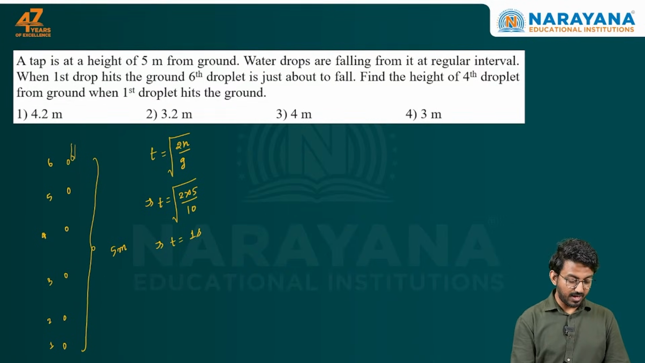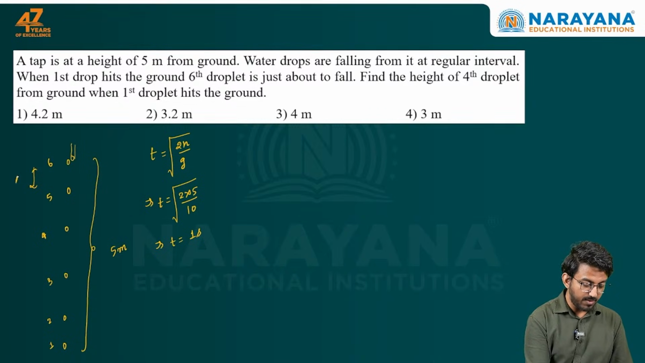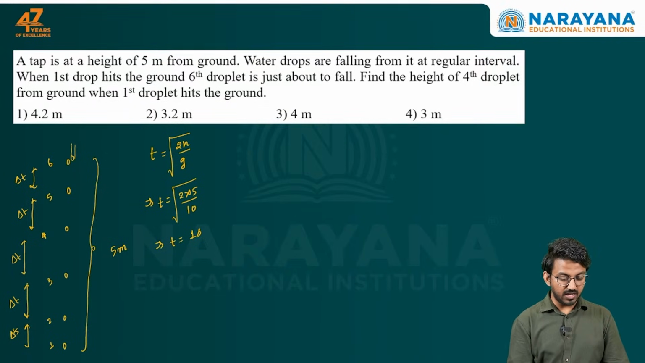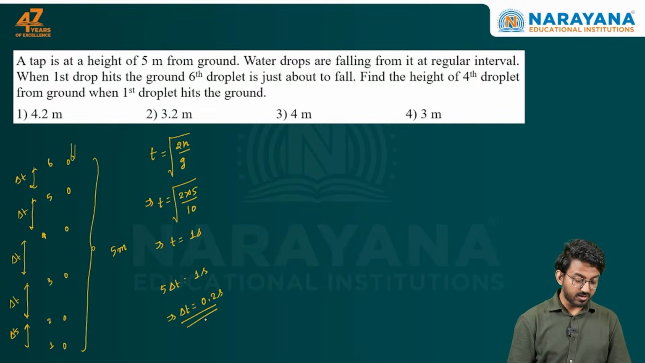So a total of 1 second the first drop has taken to fall down, and they are saying the droplets are coming at regular intervals, meaning that all of them have the same time duration. The time gap between them is equal, and we have a total of 5 delta t. So 5 delta t is equal to 1 second, giving us delta t is equal to 0.2 second. Now keep in mind here they are asking for the height from the ground of the fourth droplet.